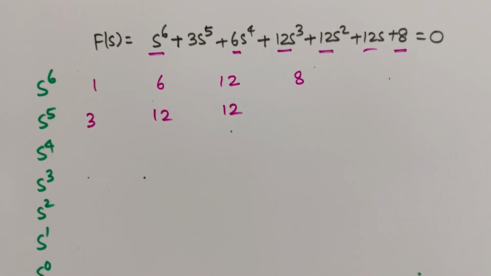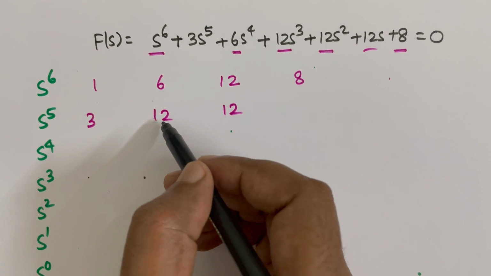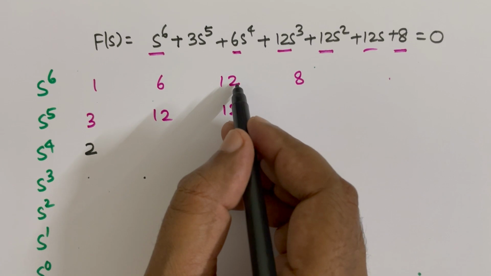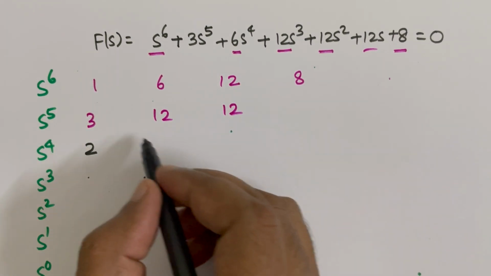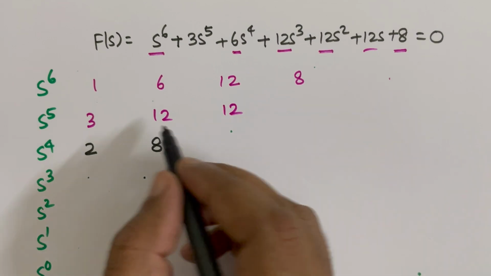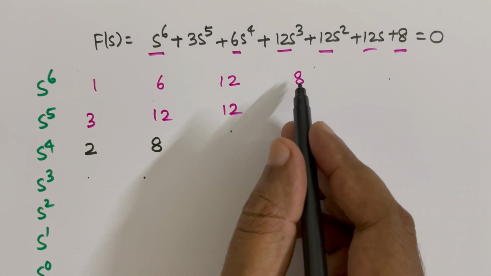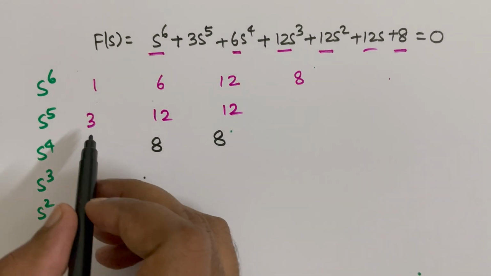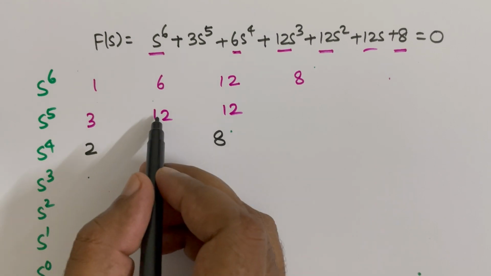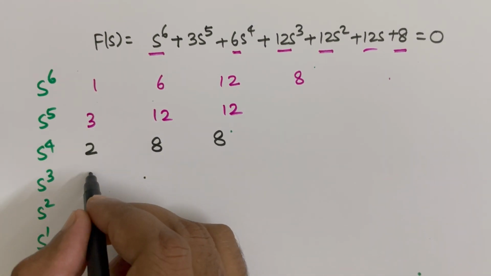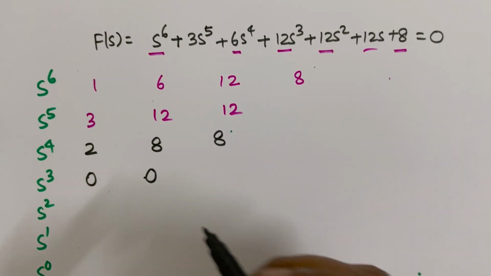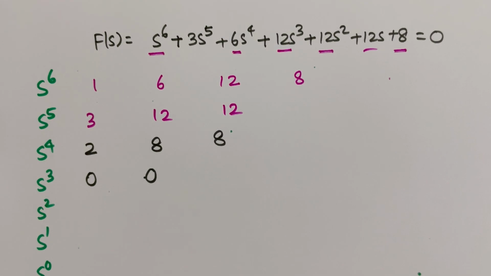Just multiply. 3 into 6, 18. 18 minus 12, 6 divided by 3 is 2. 36 minus 12 by 3, so 24 by 3, 8. Then 3 into 8, 24 minus 0 by 3 is 8. Here itself we will get 0, 0, 0. 12 into 2, 24 minus 24, 0. 2 into 12, 24 minus 24, 0. So we have got 0, 0 over here. This is obviously 0 by default.